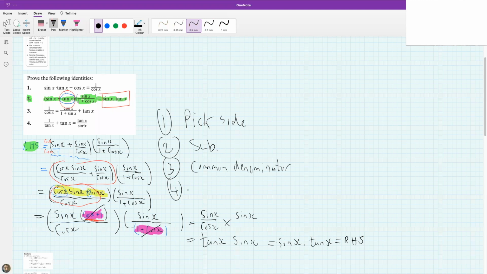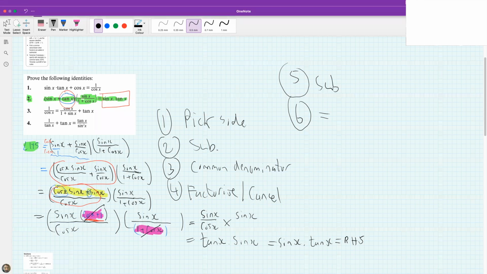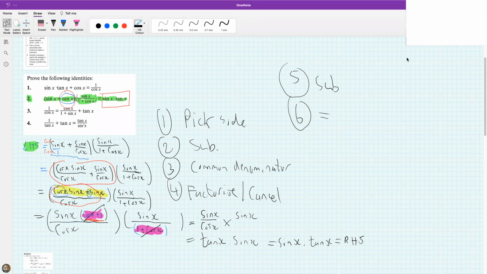Now, the fourth step was to factorize and cancel. And then the fifth step was to substitute again. So I substituted sine x over cos x for tan x, and then I suppose the last step, I could say I just made it equal to the other side. So those are the steps that we did. Okay, now, just a quick little check before we have our break: thumbs up if you feel like you can follow the steps, thumbs down if you feel a bit lost. I don't expect everyone to be there yet. It's a tough section, but we're going to get there. We're going to practice. But I hope that you see some of the ideas that I introduced at the beginning of the lesson, how they're coming through now.